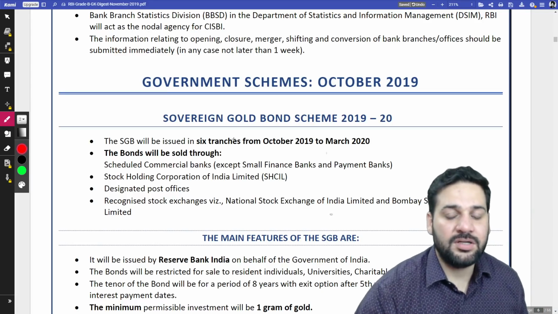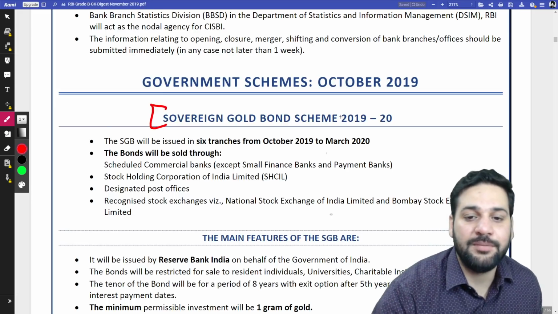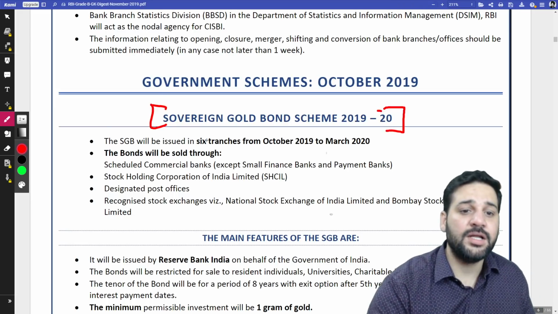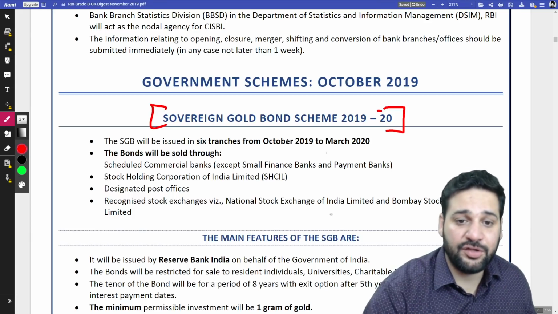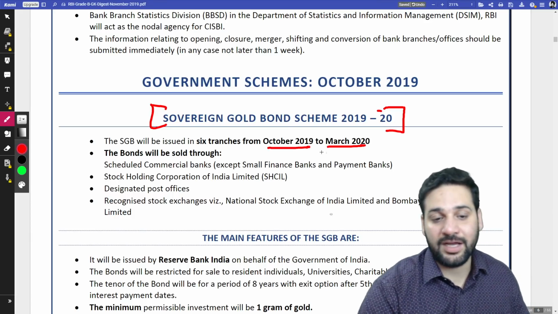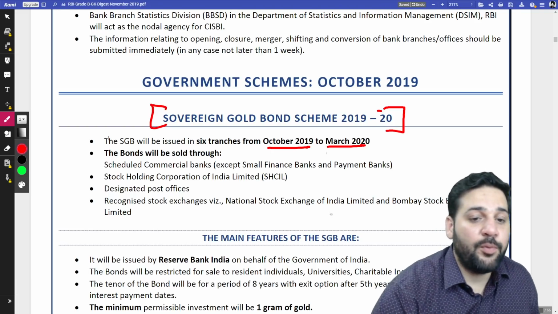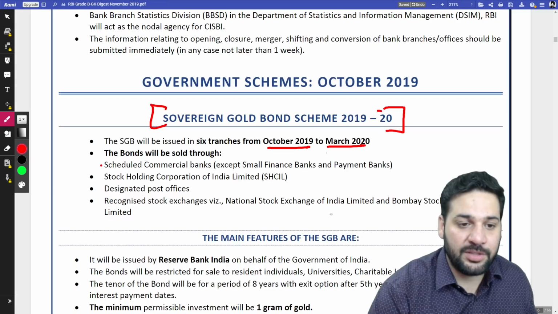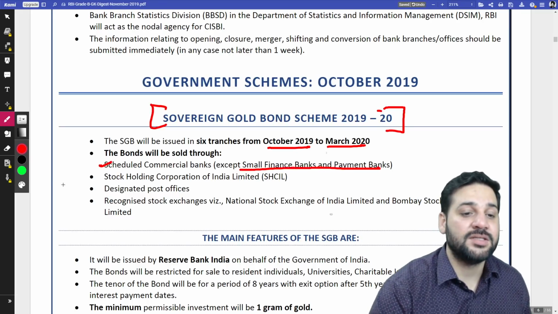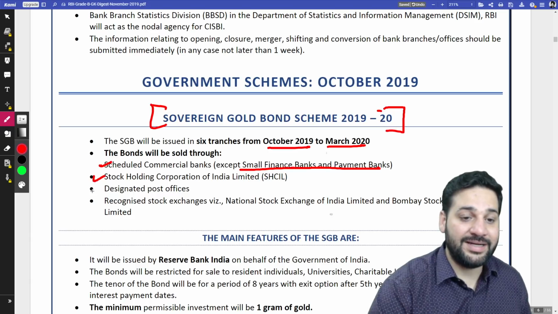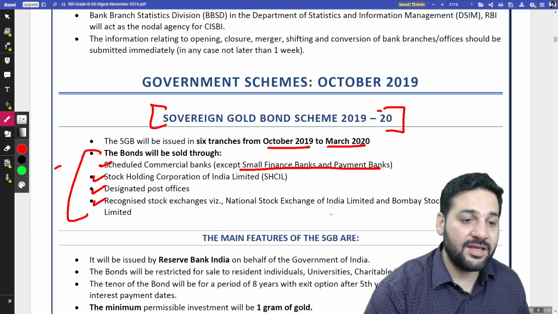Not exactly a government scheme launched, but there is an update regarding the Sovereign Gold Bond Scheme, right? The SGB will be issued in 6 tranches from October 2019 to March 2020. And what is important here is the bond will be sold via scheduled commercial banks, except the small finance banks and the payment banks, Stock Holding Corporation of India, designated post offices, and recognized stock exchanges. So this thing is important.